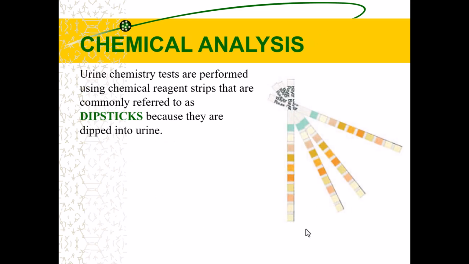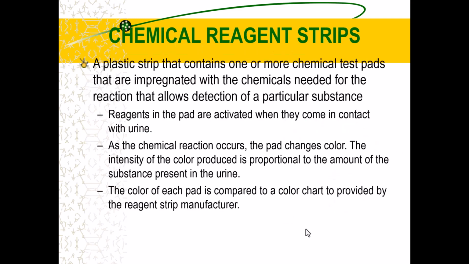So that was physical. Second part is going to be your chemical analysis. We use these great things called dipsticks. They're called dipsticks because they're sticks that we dip into urine, right? Nothing fancy there. They're chemical reagent strips. So each of these pads is a different chemical reaction. They activate when you touch them against the urine, and the chemical reaction occurs, and the color changes depending on what you're looking at to a certain range.